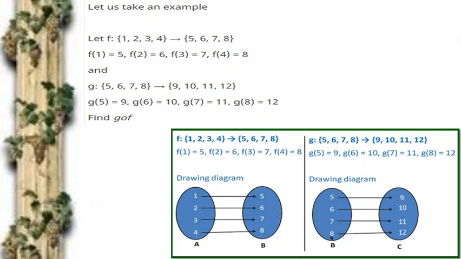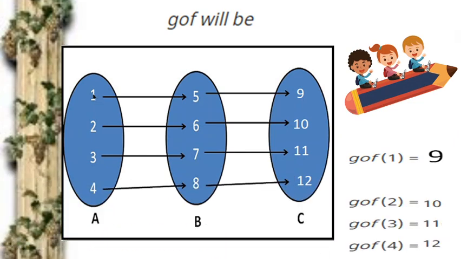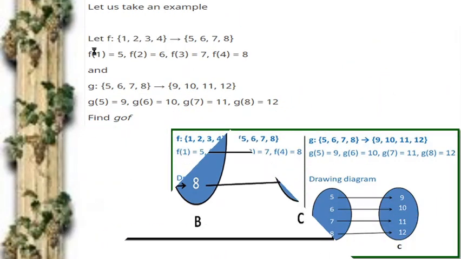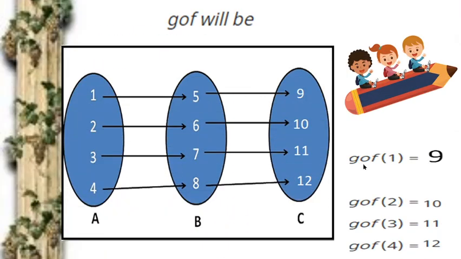gof means g of f(x). So basically we have to club these two sets, B. So for this gof function, the domain will be this set and the range will be in this set. Now we have to find the gof function. It means we have to take the domain as the domain of function f. It means we have to find gof of 1, 2, 3 and 4. So here 1 is mapped with 5 but 5 is mapped with 9. So gof of 1 will be 9.